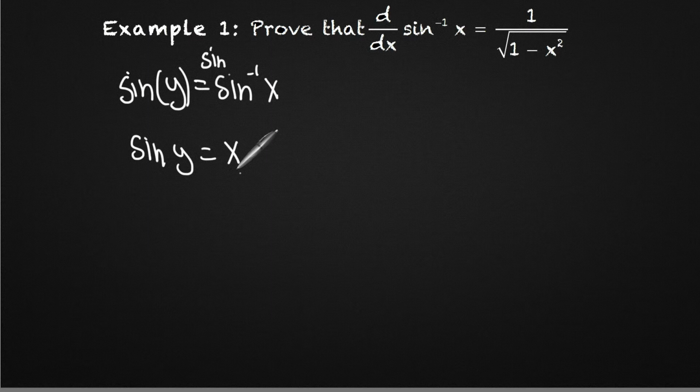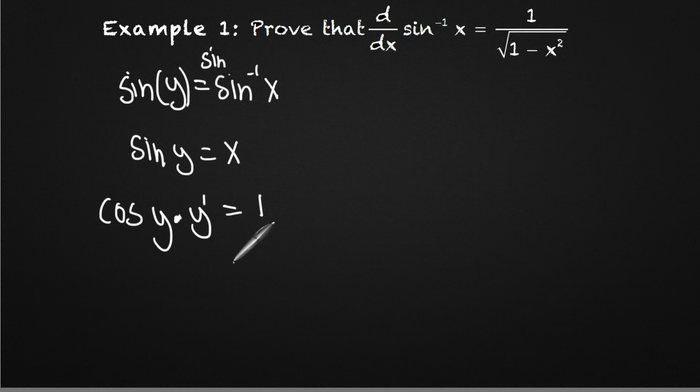Now we're going to take the derivative of both sides using implicit differentiation, with respect to the letter x. We're going to take the derivative of sine, which is cosine. We're going to leave the inside function alone. And then we're going to multiply by the derivative of the inside function, which is y prime, which we could write dy dx either way. And the derivative of x is just 1. So we have come to the conclusion that y prime equals 1 over cosine of y.